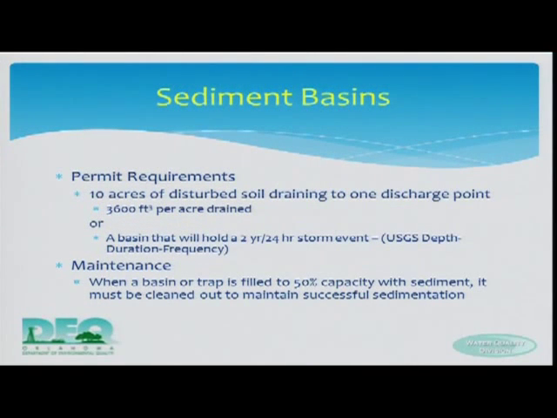If you have a PE do a design for you, then the basin he designed should hold a 2-year, 24-hour storm event using those depth duration frequency charts by the USGS. Remember that these have to be maintained. If they reach 50% capacity, they're no longer keeping as much sediment as they're sending out. So, once they reach that 50% capacity, they're sending it on through. Now, they may go ahead and fill on up, but they've sent out way more than they kept from 50% on to full. And it won't be totally settled.